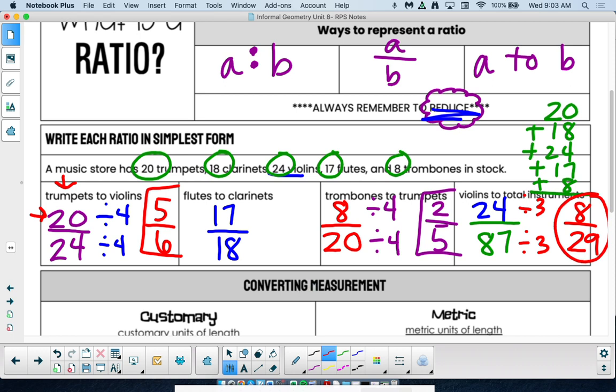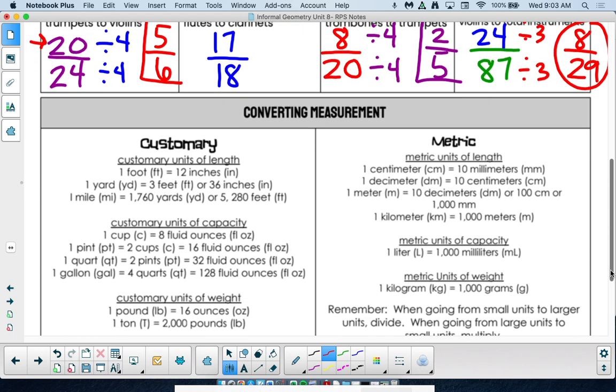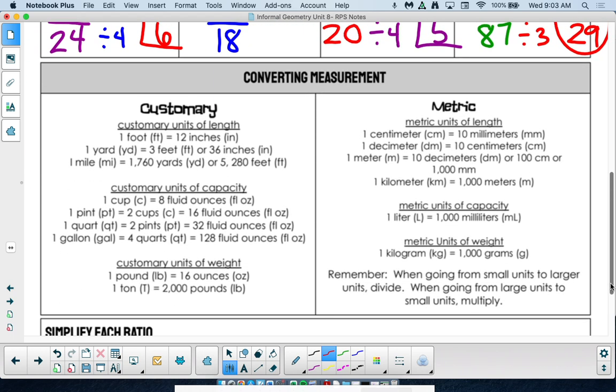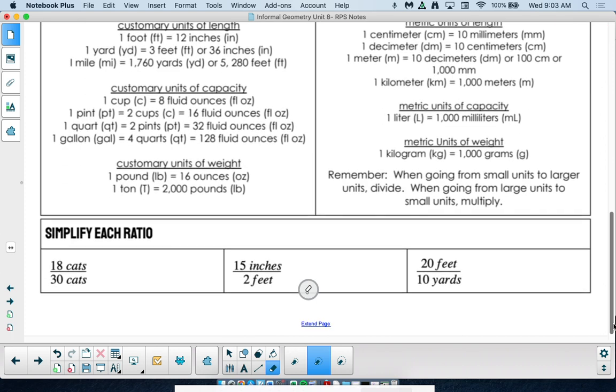Okay? The next part in your notes is just a table, because now we might be having some different units. So you might have feet and inches, or centimeters and meters. So this will just be a good way for you to convert those measurements, okay? Just look here if you're ever lost on how many inches are in a foot, or how many feet are in a yard, and so forth.